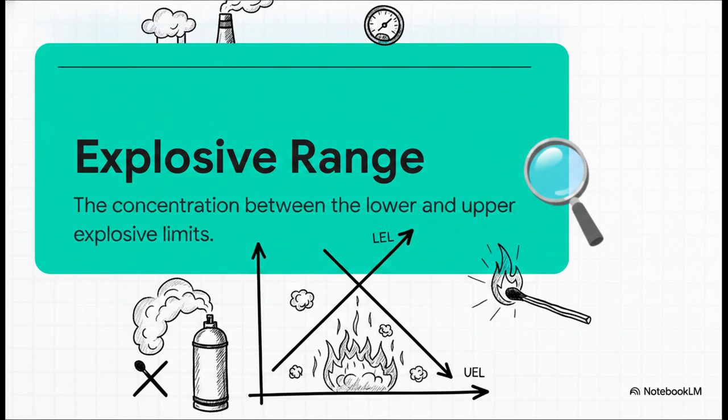Below the lower explosive limit, or LEL, the mixture is just too lean, there literally isn't enough fuel. Above the upper explosive limit, the UEL, it's way too rich, meaning there isn't enough oxygen. The real danger zone is strictly between these two numbers. If your facility's gas concentration hits that sweet spot and a spark occurs, well, you have an explosion.